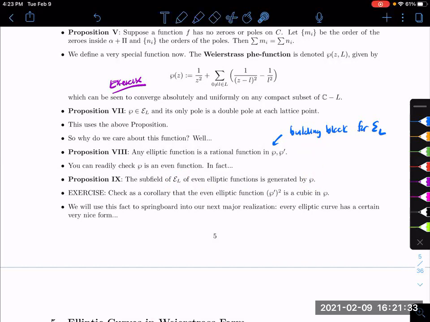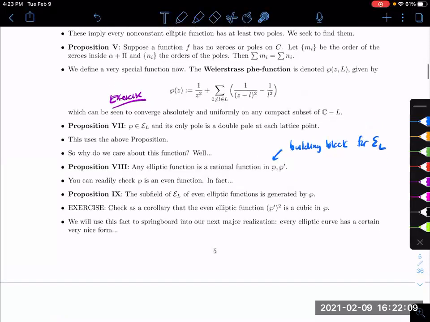And then if you put everything I've said so far together, you come to the main result here. Even though it's the most important result we need from this section, it's easy enough that I'll leave it as an exercise. Once you have everything above, it's not that hard to show. You can show that phi prime squared, which you know is even because phi prime is odd, is actually a cubic in phi. And that's going to be huge for us, as we will see coming up.